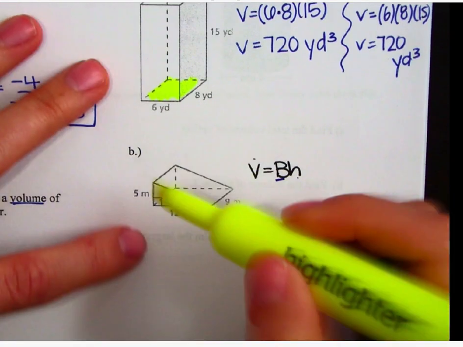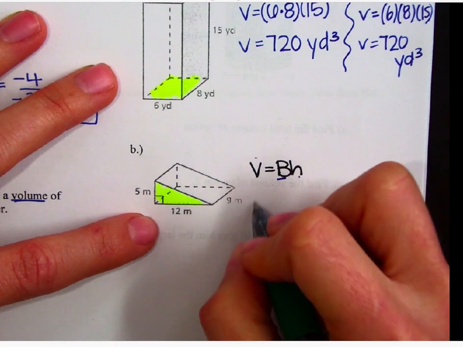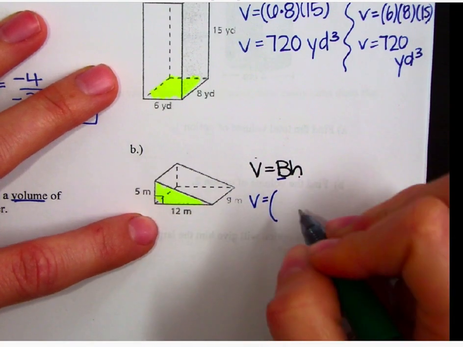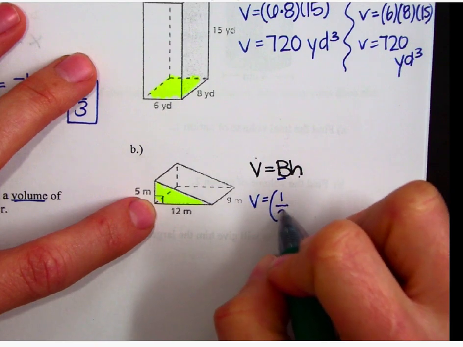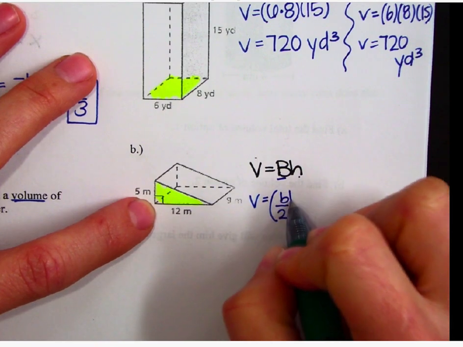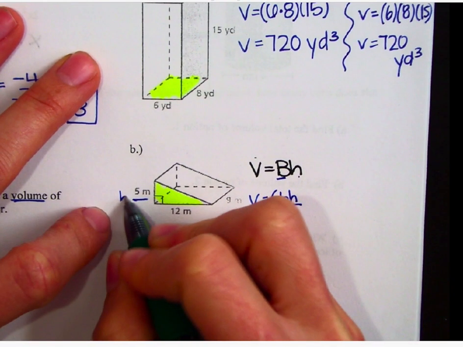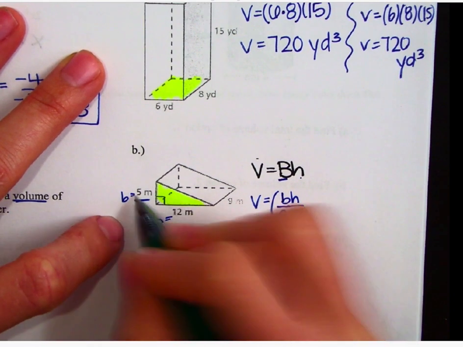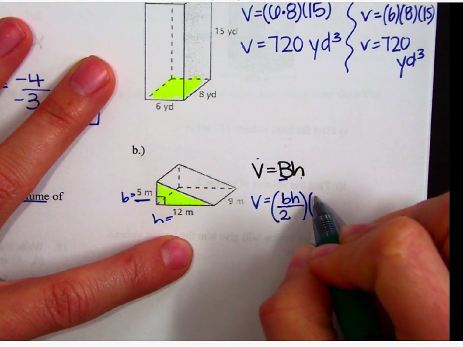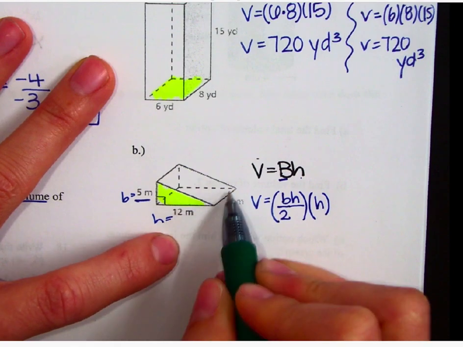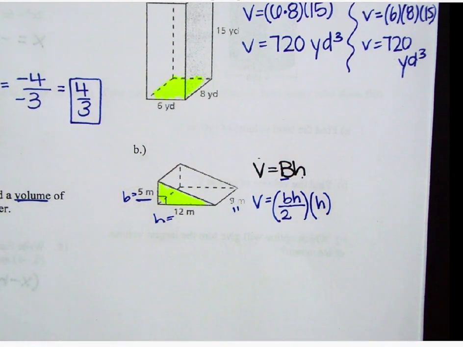So in this prism, our base is a triangle. So if we want to find the area of the base, we need to remember how to find the area of a triangle, which is 1/2 base times height, or base times height divided by 2. So it's the base and height of the triangle multiplied by the actual height of the prism here, which is that.